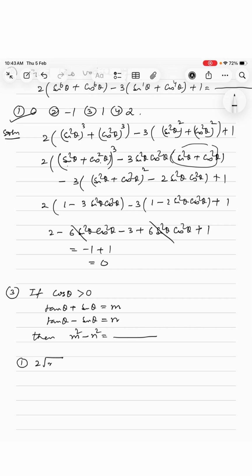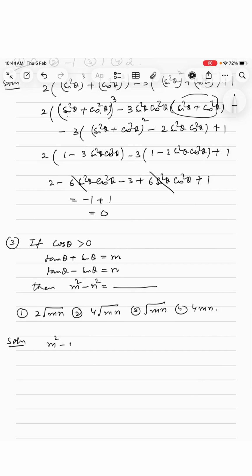Is it 2 root mn? Second option, is it 4 root mn? Third option, is it root mn? Or fourth option, it is 4 mn. These are the 4 options. What is the value of m square minus n square from these 4 options? Now how to solve this problem?